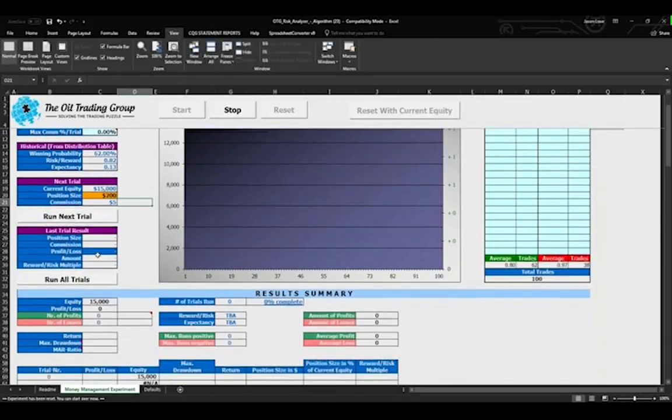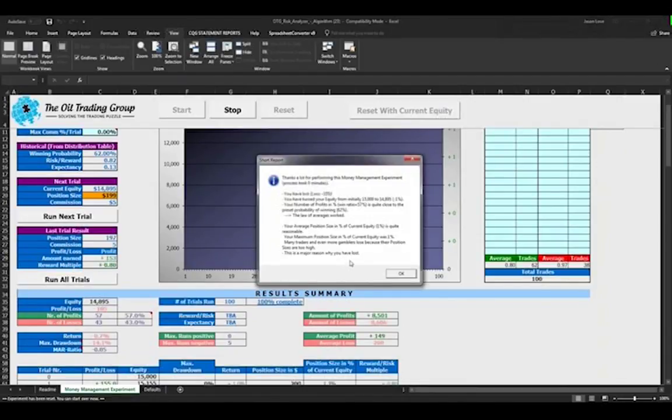All right, so we're going to click Run All Trials, and this will spit out an answer here. So your equity, you lost $105 with a win ratio of 57%. So you won 57% of the time, but you lost $100, or your projected loss total would be $100 because your risk reward is a little bit out of whack.